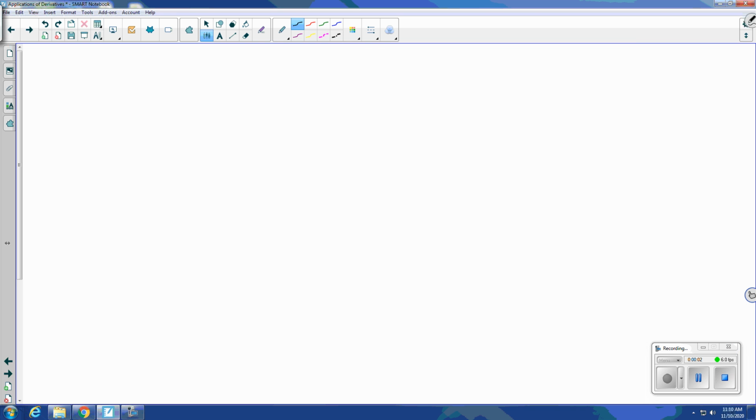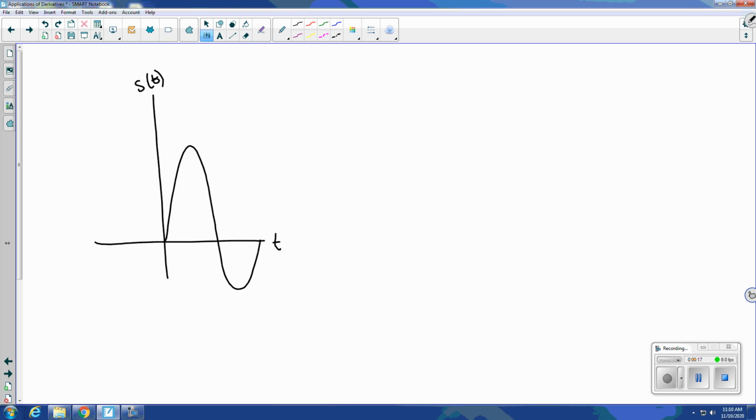So let's talk about motion. I'm going to draw a graph or a function that represents an object's position, or current position, in relation to its starting position over some time period. So let's say I have a function that looks something like this. So again, S of t represents the distance from your starting position.